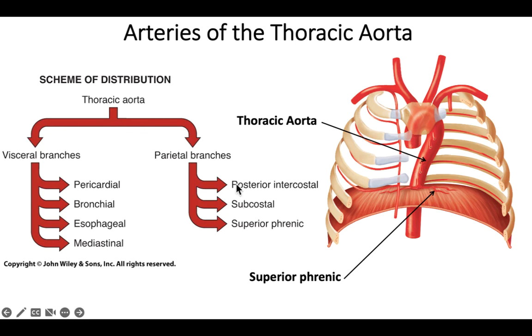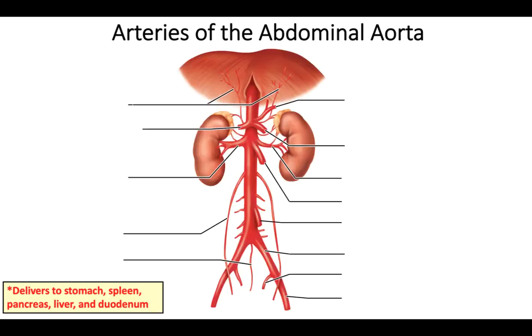We're going to supply basically the wall of the cavity using intercostal arteries, subcostal arteries, and then we're going to go and supply the diaphragm using superior phrenic arteries. All right, so those are all branches off the thoracic aorta going to things in your chest other than the heart, because the heart we took care of with the coronary arteries. So now let's go into the abdomen.